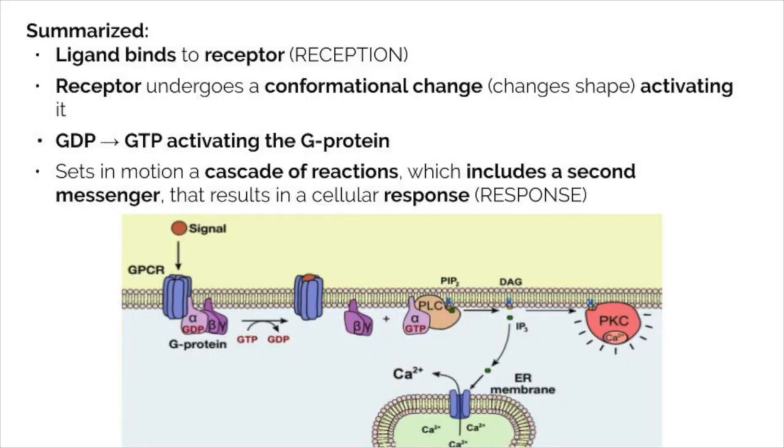Now let's go over a quick summary of how G protein-coupled receptors work. A ligand binds to a receptor. The receptor undergoes a conformational change, which activates it. GDP is replaced by GTP, activating the G protein, which then sets in motion a cascade of reactions, which includes a second messenger, which amplifies the response. This altogether results in a cellular response.